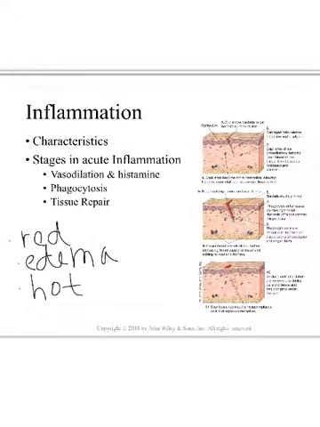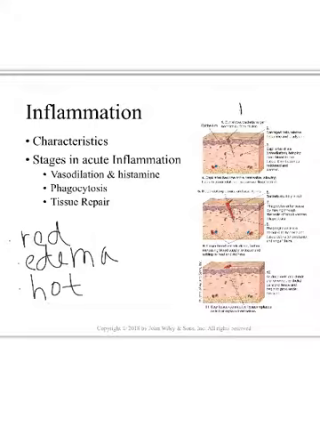Okay, so here's what happens. The stage is acute inflammation. You guys know what acute means, so it comes on all of a sudden. We can have vasodilation. Vasodilation basically means the blood vessels are going to dilate and we're going to release histamine.